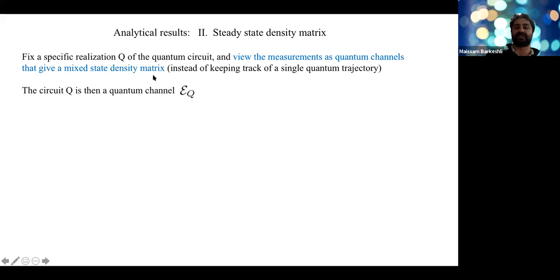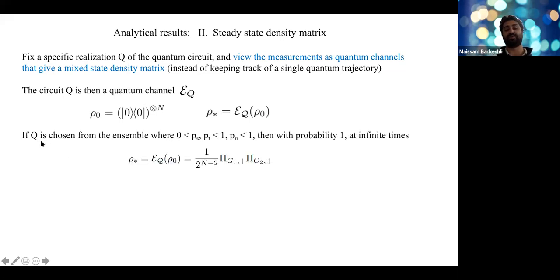a mixed state density matrix. So we're not keeping track of a single quantum trajectory, we're just keeping track of the mixed state density matrix as we apply these measurements and unitaries. So this circuit Q is just some quantum channel, which takes our initial density matrix to a final mixed density matrix. So if we start off with this pure state, we get some mixed states.